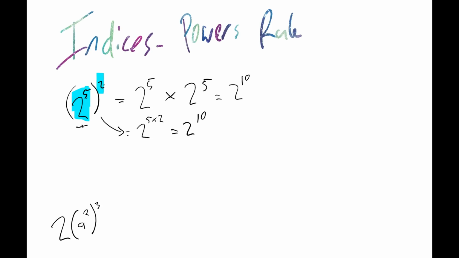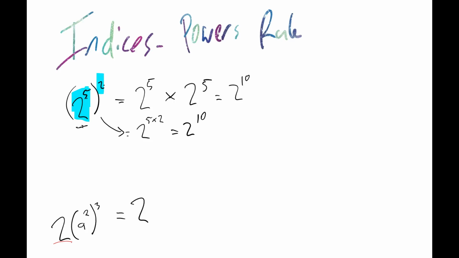Let's take a look at an example down here. We've got 2 and outside the brackets, a squared is inside the brackets, and that's raised to the power of 3. So let's use our new rule that we've got. Well, the 2 out the front, which is here, is actually outside the brackets, so it's just 2. It's not being affected by anything.